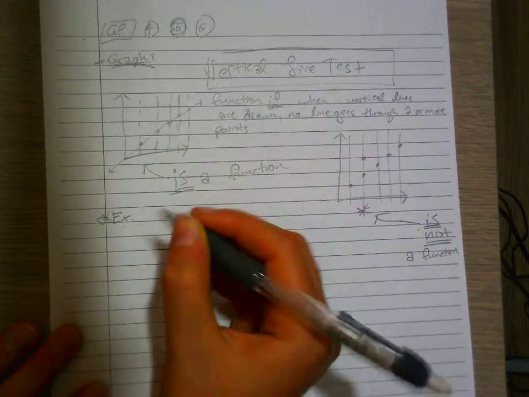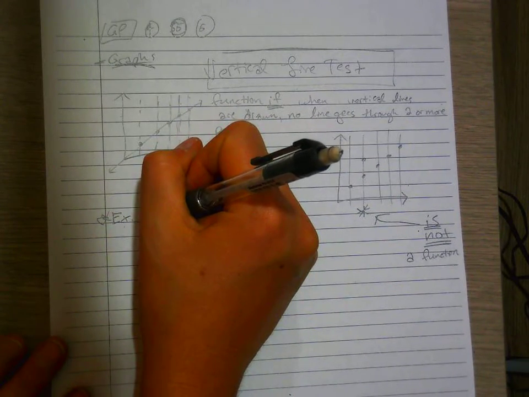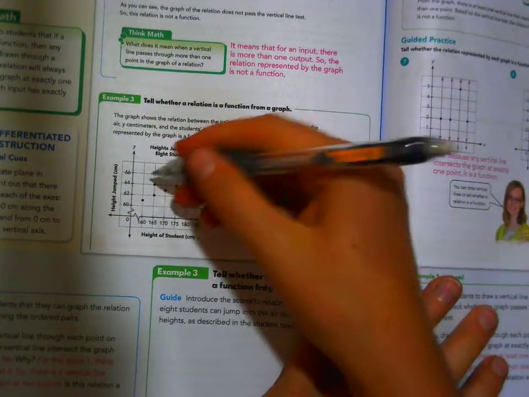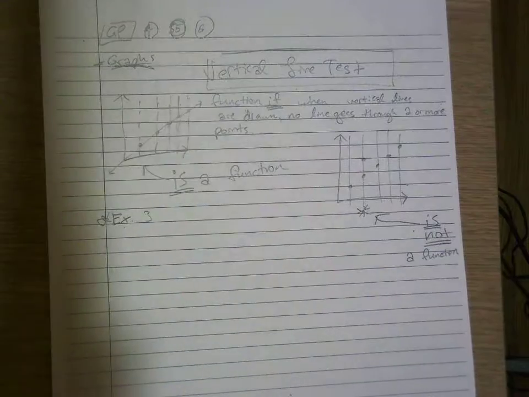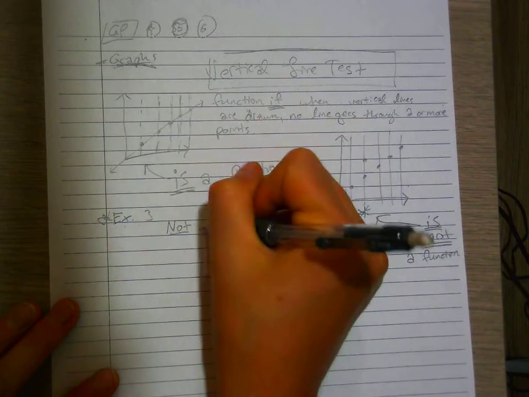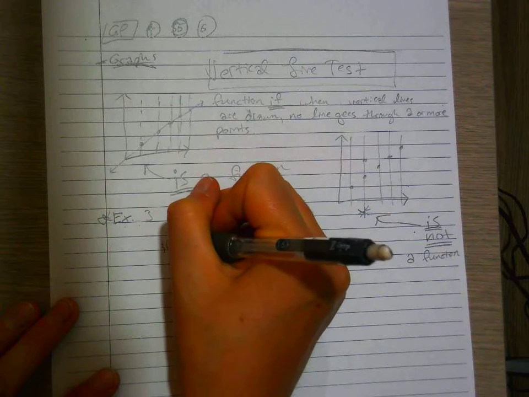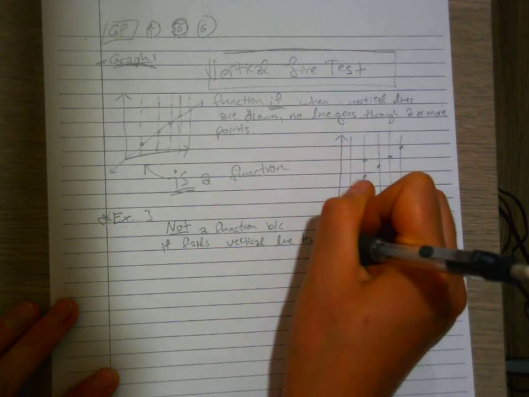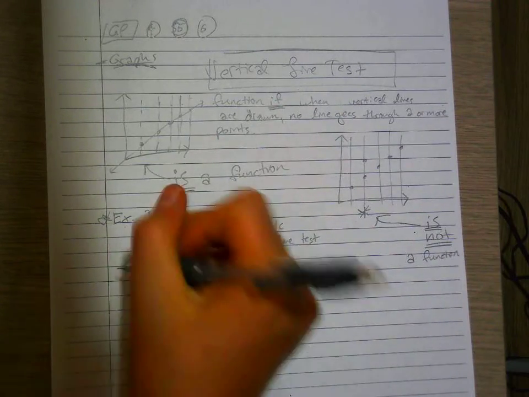Example 3, explain whether the relation is a function from a graph. So the graph that it shows us looks like this. If we were to draw lines through, we get to this point, 165, and we see, oh, it hits 1, 2. Therefore, it is not a function because it fails the vertical line test. Because remember, y cannot be 2. Try that on guided practice 7 and 8.